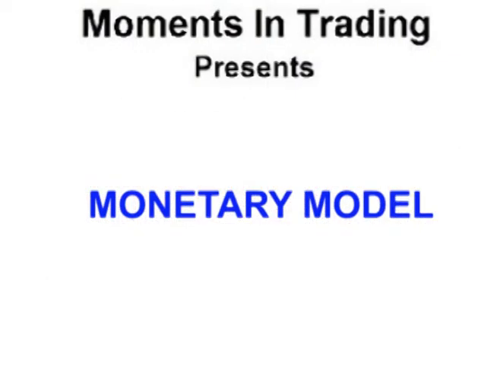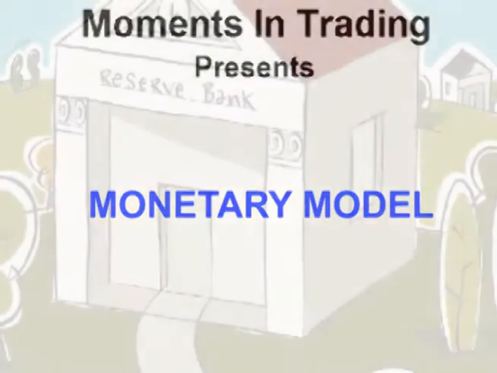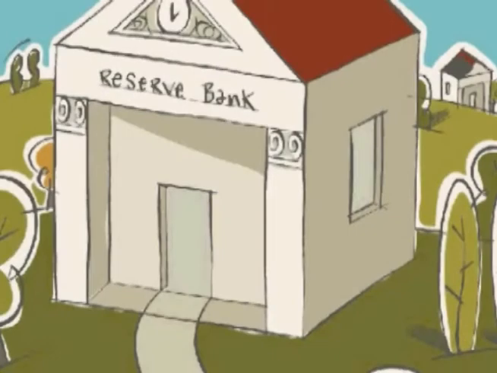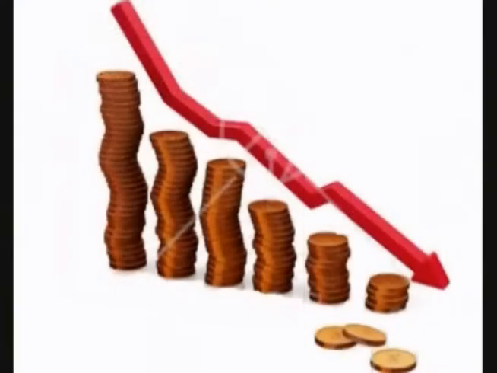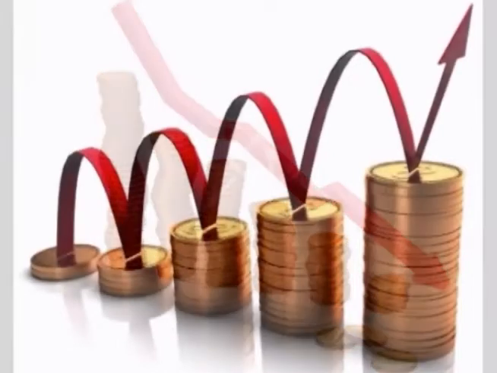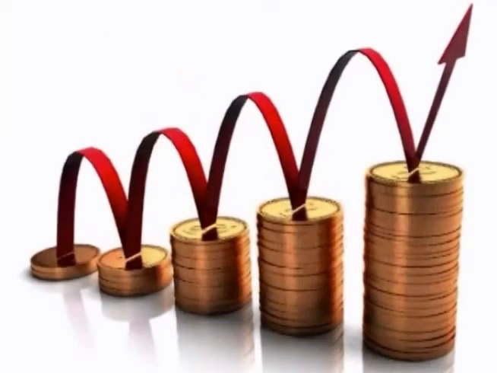The monetary model. The monetary model states that the value of a currency is dependent on money supply, income levels, interest rates, and inflation rates. The model tells us the domestic currency will depreciate when there is an increase in the money supply, a decrease in income, or an increase in the level of inflation. Conversely, the domestic currency will appreciate when there is a decrease in the money supply, an increase in income, or a decrease in the level of inflation.